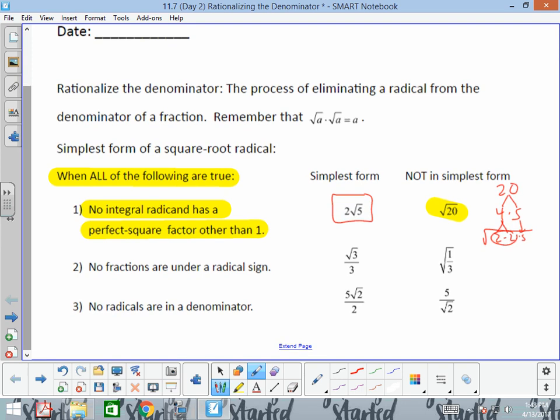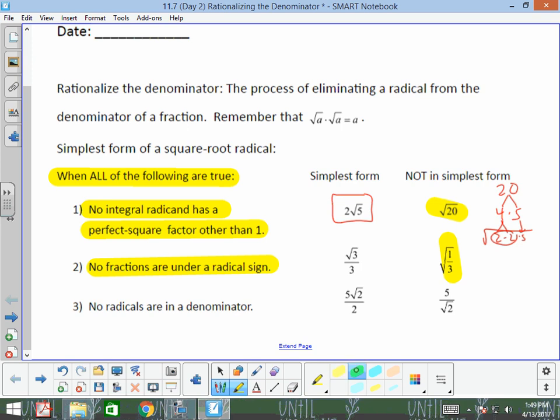Okay? If you have a fraction and the denominator is not a perfect square, then that is not in simplest form. And this is what we're going to learn how to do today. Same thing on the next one. If you have a radical in the denominator and that radical is not a perfect square, then we're going to learn how to rationalize and put it in simplest form. So I'm going to show you how to make fractions or radicals that are in the denominator, we're going to show you how to put those in simplest form.